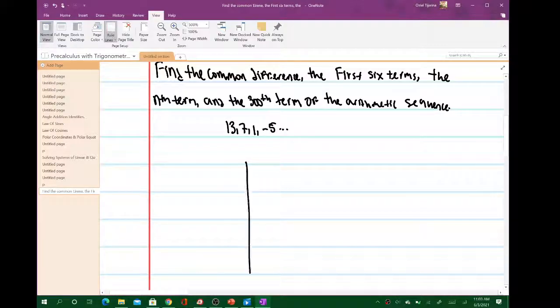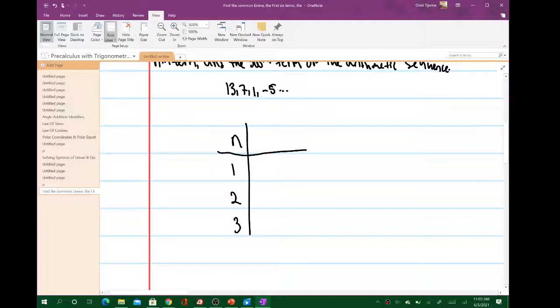And we know we can draw a table. Basically we have n and we have a sub n. Now we know that this is a sub 1, this one is a sub 2, this one's a sub 3, and this one's a sub 4. So in reality we would have 1, and then a sub 1 is 13, a sub 2 is 7, a sub 3 is 1, a sub 4 is -5, right?